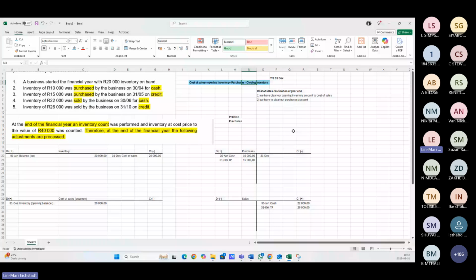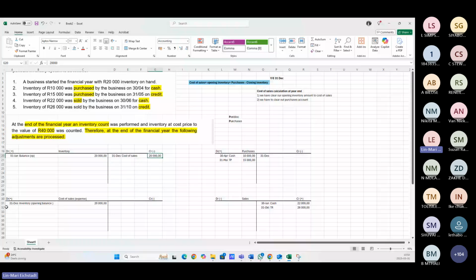First of all, we have to clear our opening inventory amount to the cost of sales. So here is our opening inventory amount. We had a balance of 20,000 from the prior year, and we clear that to our cost of sales account. So we take any balance that we have in year and we take it to our cost of sales account.